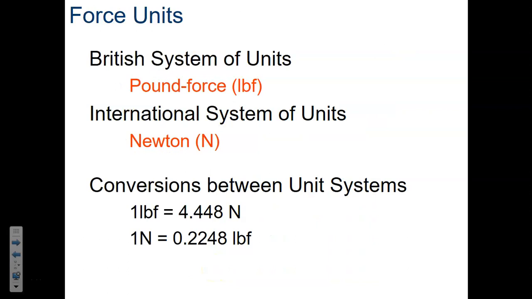Some units that we're going to deal with when we talk about force: there's pound force, which is what we use as American engineers quite a bit. There's also newtons, which is used by most people. Here's how to convert between them: 1 pound force is equal to 4.448 newtons.